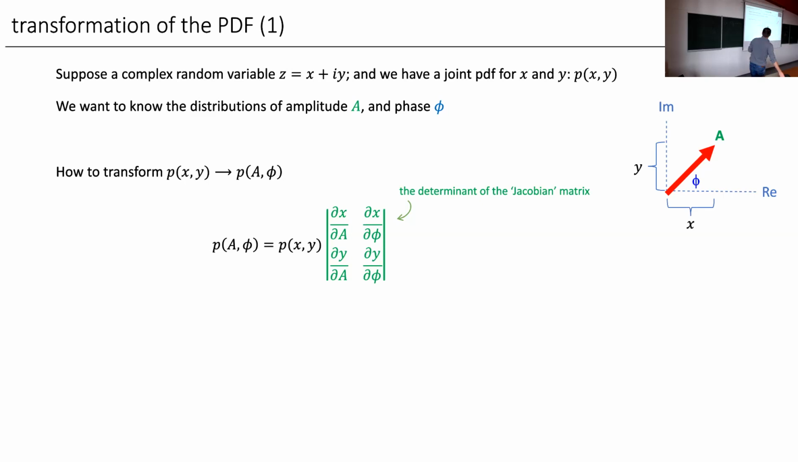I'll give an example of that, because this is really abstract. So let's say we have complex numbers, where x is a times cosine phi, and y is a times sine phi. If these are the relations that we have, what is then the determinant of this Jacobian matrix?